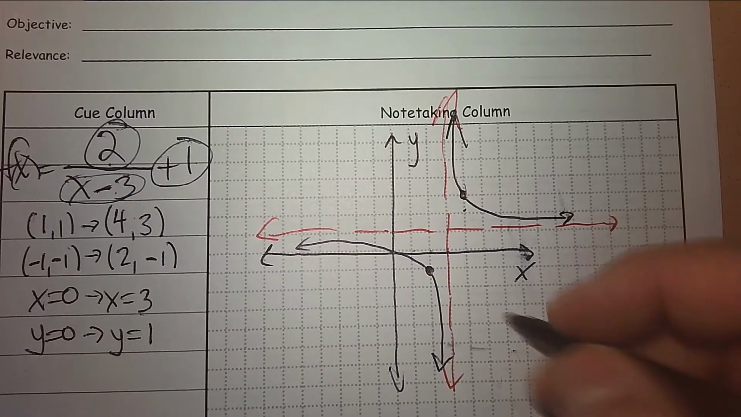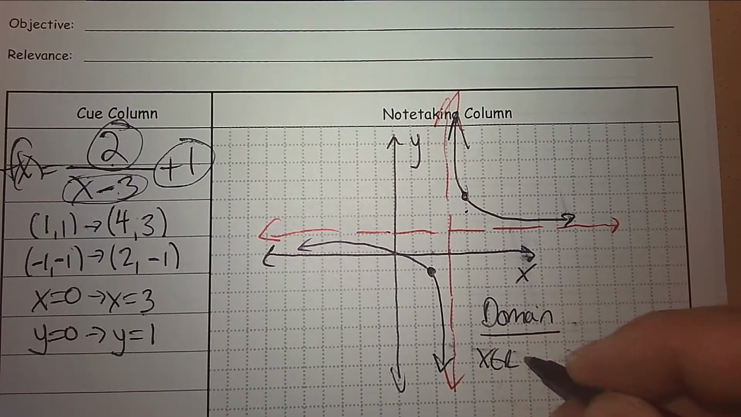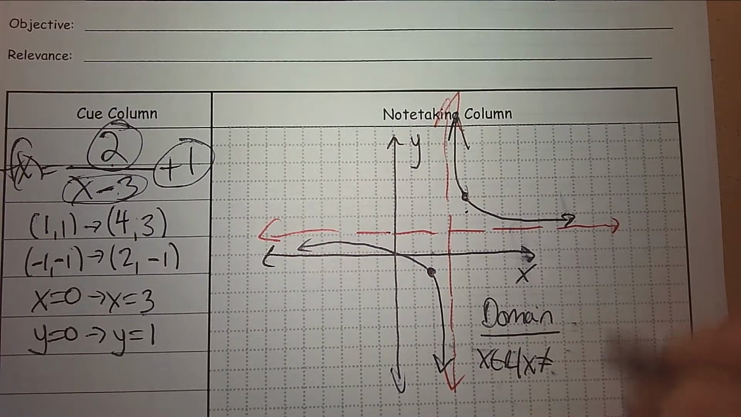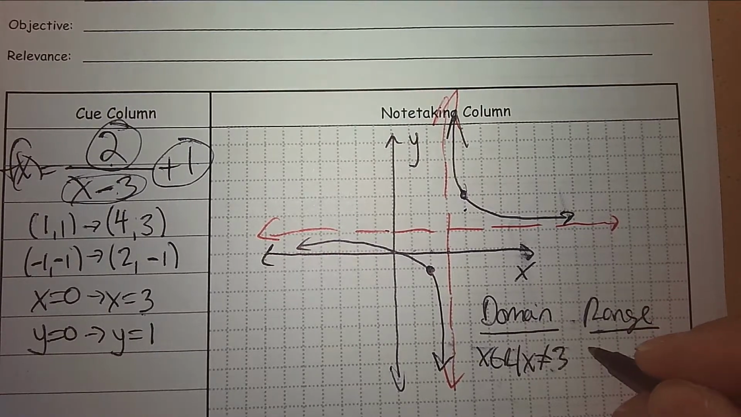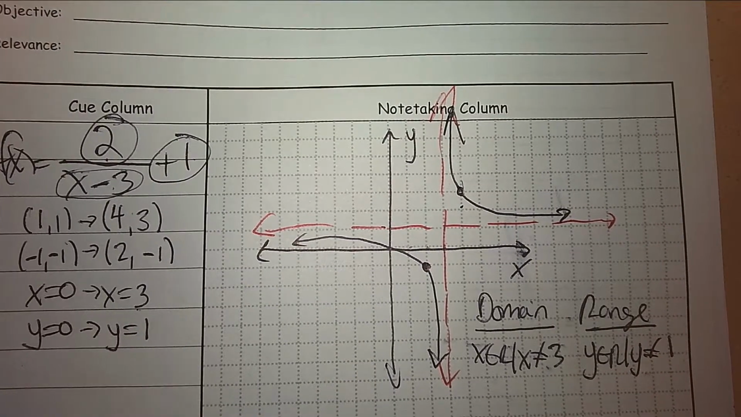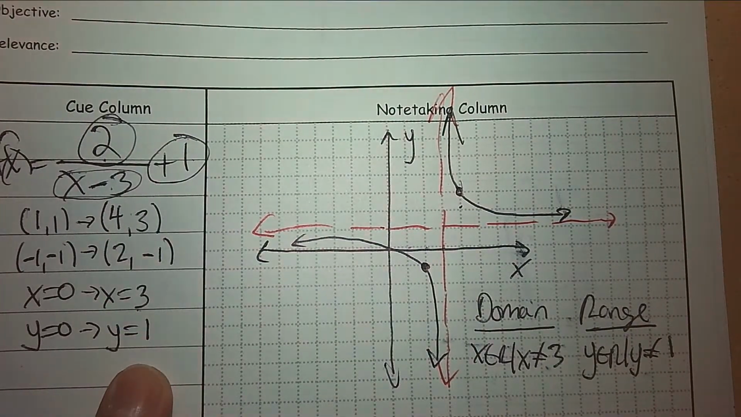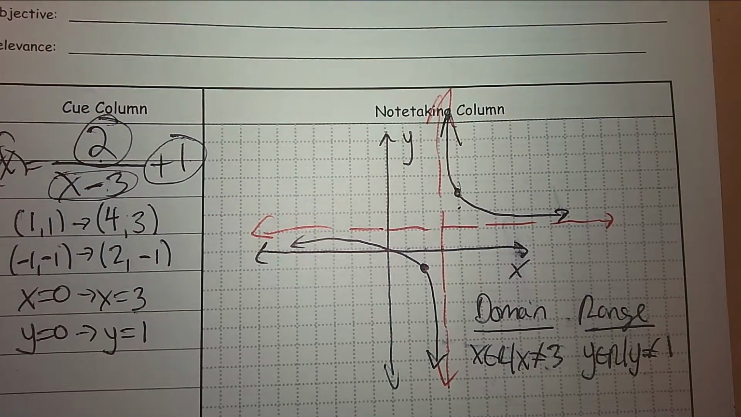In this one, I would ask you the domain and range. For the domain, what can x not be? From the asymptote. And for the range, what can y not be? And so these numbers come right from your asymptote. Your asymptote tells you what x can't be and what y can't be.